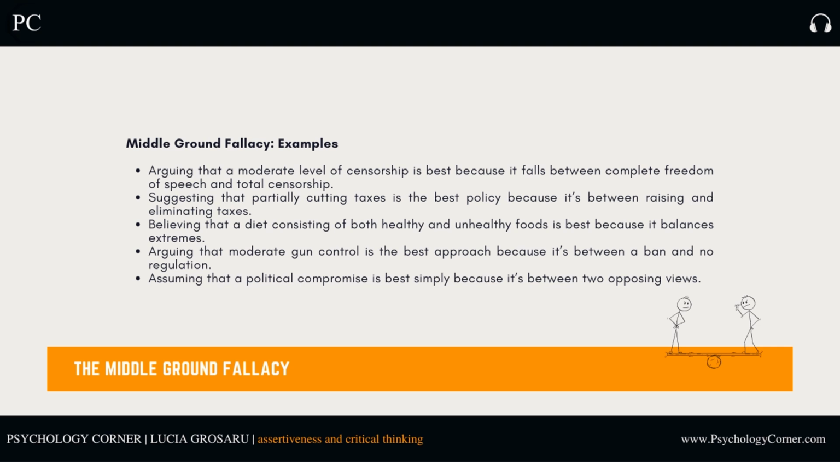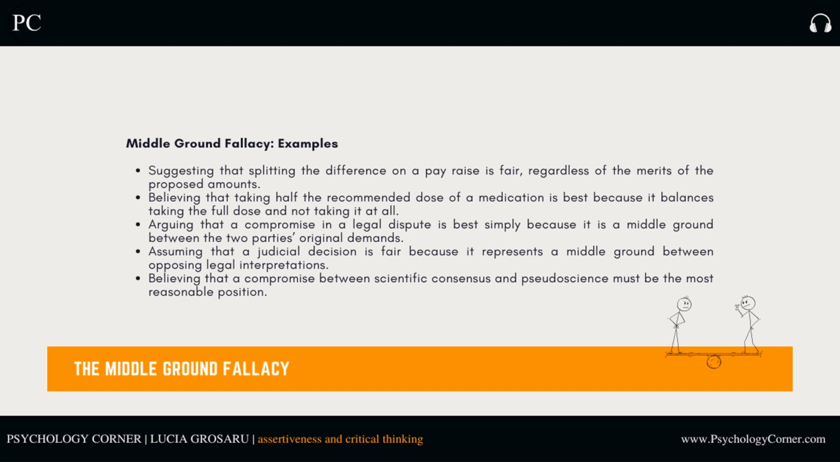Arguing that moderate gun control is the best approach because it's between a ban and no regulation. Assuming that a political compromise is best simply because it's between two opposing views. Suggesting that splitting the difference on a pay raise is fair, regardless of the merits of the proposed amounts.